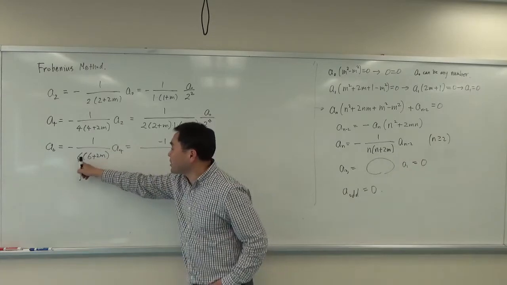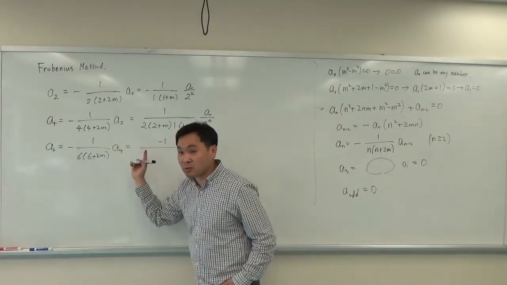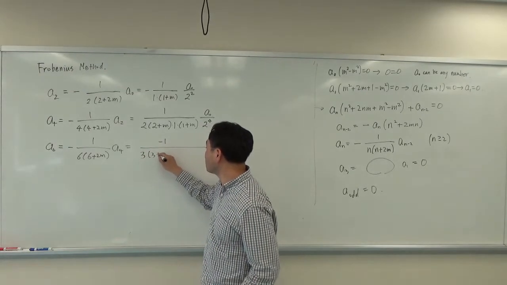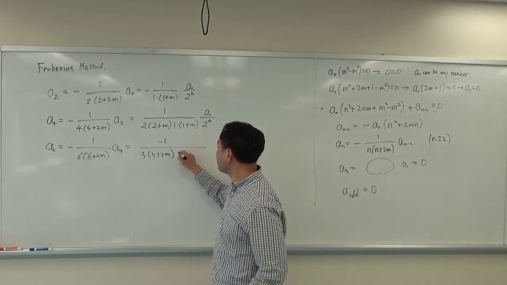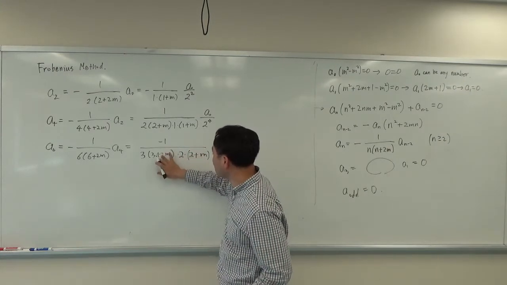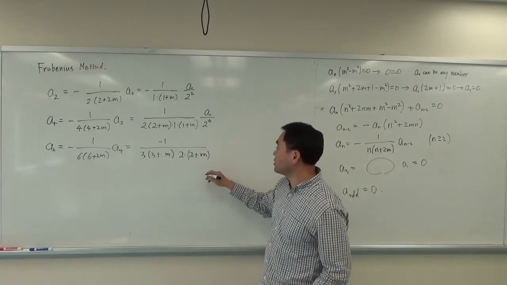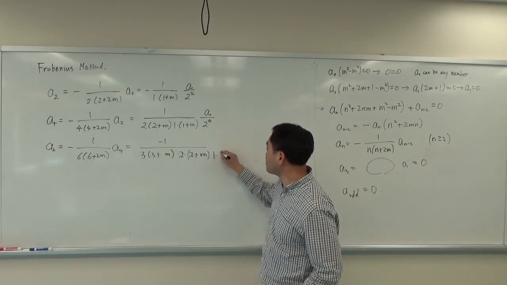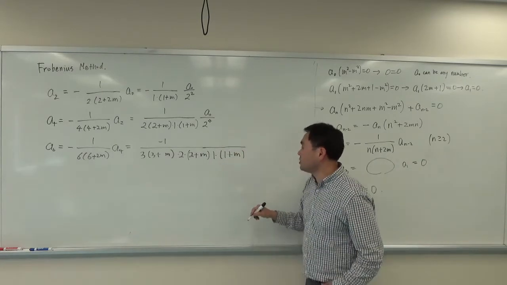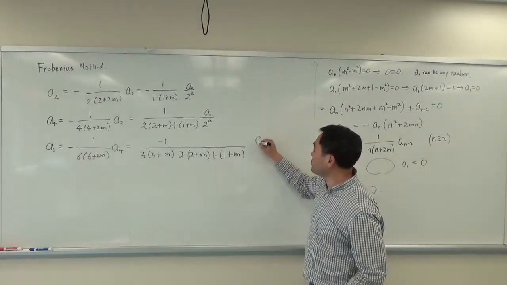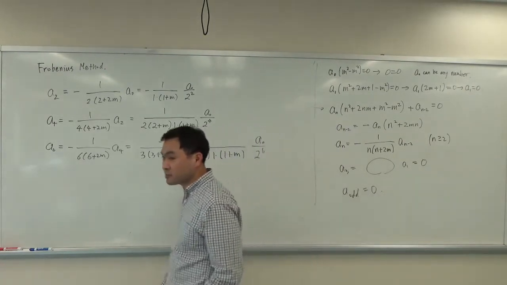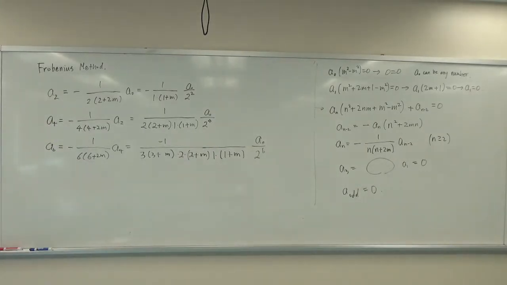And then again, if you factor the 2 out, another 2 squared comes out. It'll be 3 times 3 plus 2m, 2 times 2 plus m, sorry, 3 plus m, sorry, 2 plus m, and then 1 times 1 plus m, and then A0 over 2 to the 6th power. Okay.